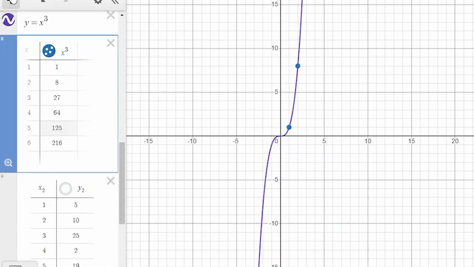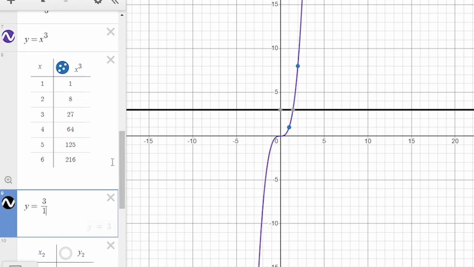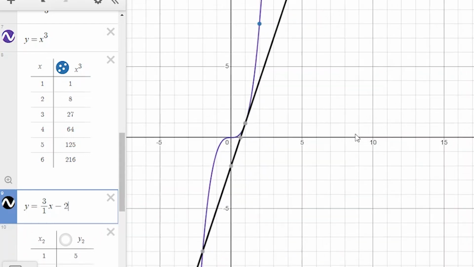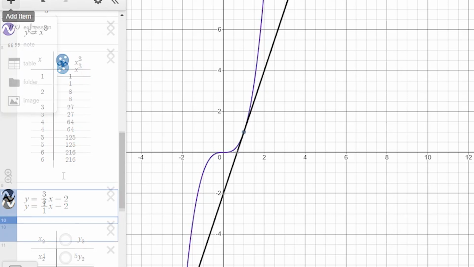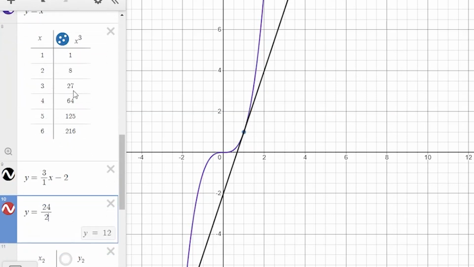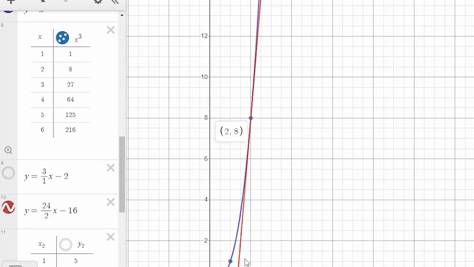Now, if I want to do the same exact thing in a cubic form, you could see I would do exactly the same thing as I did before. However, this time I'm going to double the intercept and then add to it the value of y. So it's going to be 3 over 1 x minus 2. It was tangent only with this point. I will do one more line just to show you the pattern here. So in this case, it's going to be 24 over 2x minus 16, tangent only with this point as expected.